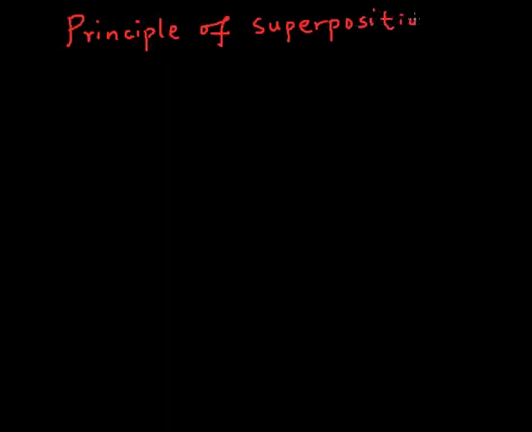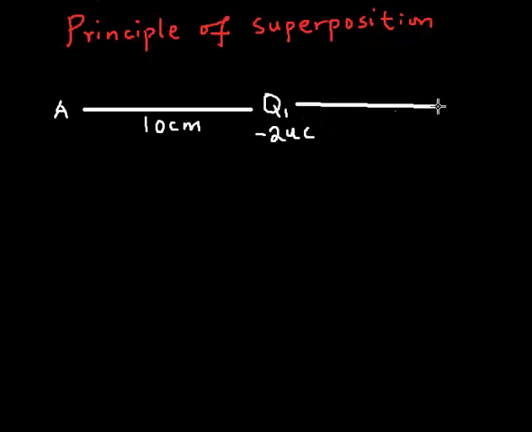Now let's look at a typical example. Let's look at a situation where you have a point A in an electric field, and that point is 10 cm from a charge Q1, whose value is minus 2 microcoulombs, and it's also separated by the same distance from another charge Q2.